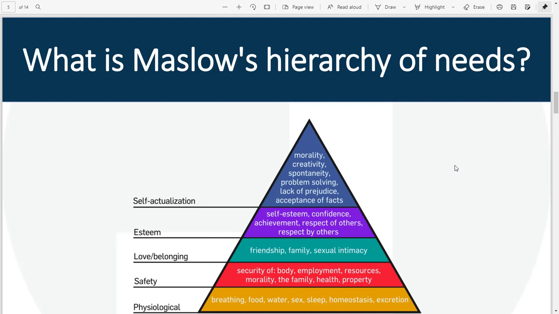The most important thing that he said and he created was his hierarchy. This is the main hierarchy that he had. He says that we have different needs, but we can categorize these needs in 5 stages. First stage is physiological.